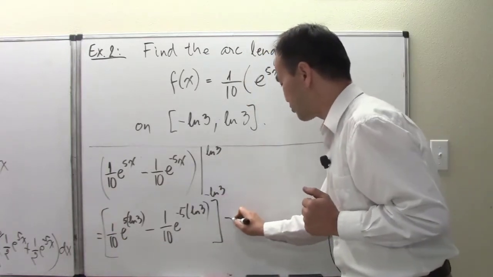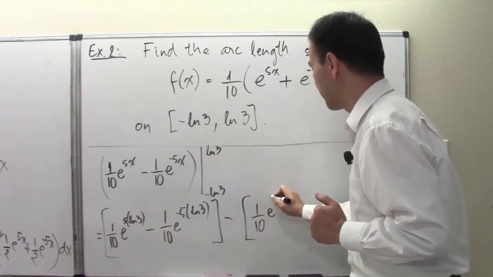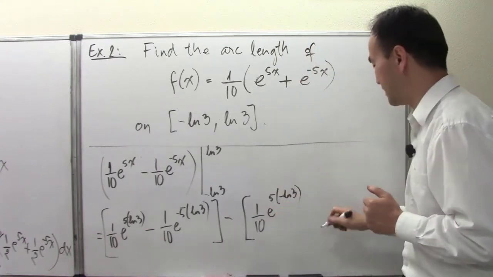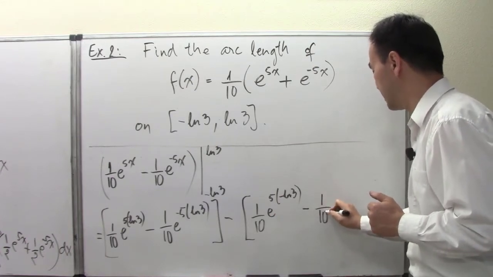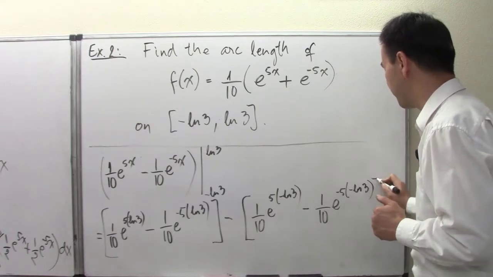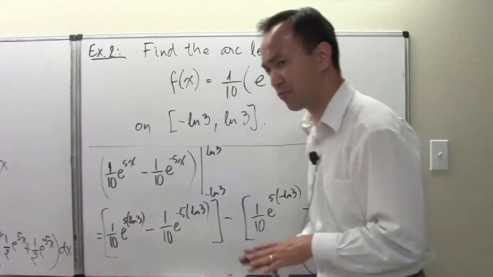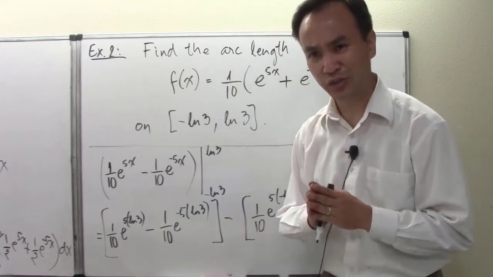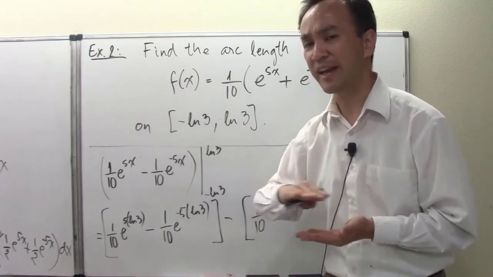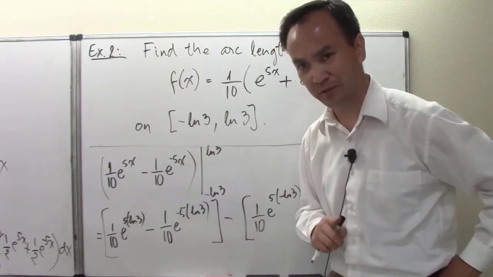And then I'm going to subtract. Now we're looking at 1/10 times e to the 5 times minus natural log of 3, and then the minus 1/10 times e to the minus 5 times minus natural log of 3. All right, and so we have a lot of things going on here, but now let me break it down. That's why algebra is such an important tool that anyone would definitely need in order to move on with any calculus course smoothly. So you definitely gotta get your algebra skills going.